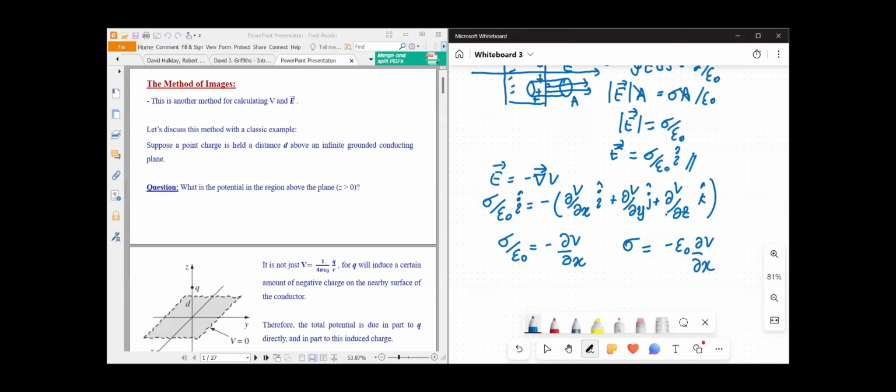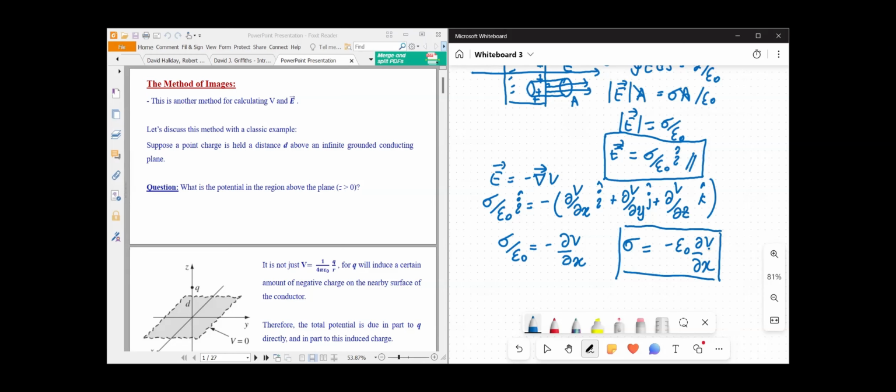So we can calculate the electric field, and then using this relationship, we can calculate the charge density. And also now we have a relationship between electric field, charge density, and electric potential. Now we need this information for a specific question that we are going to discuss today.